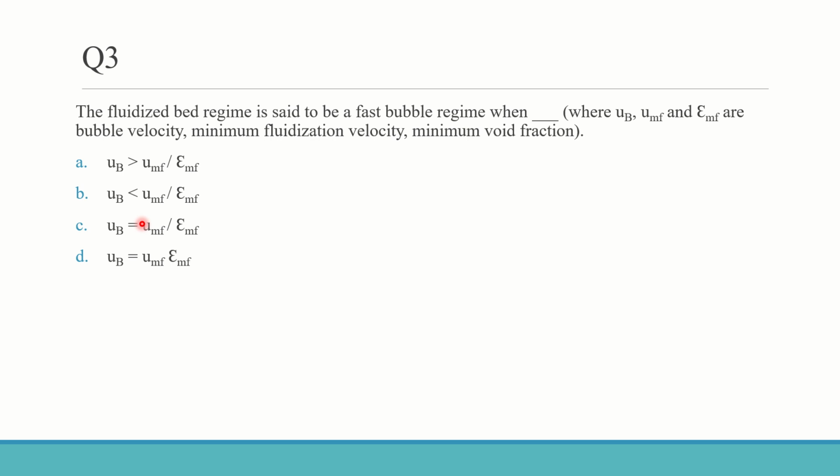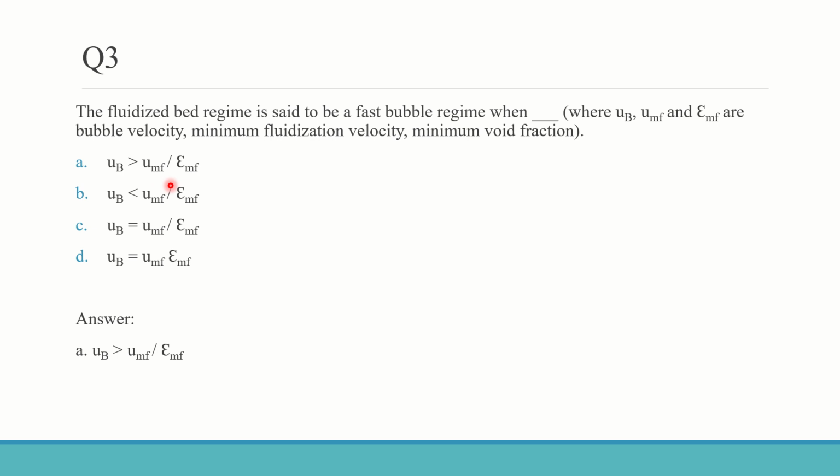So what happens when the question is asked about slow bubble regime? If the question is about slow bubble regime, ub is smaller than umf by epsilon mf. Always remember the fast and slow refers to the bubble speed. So in fast bubble regime, what is the case? Option A is the right answer: ub is greater than umf by epsilon mf. I hope it is clear to you.